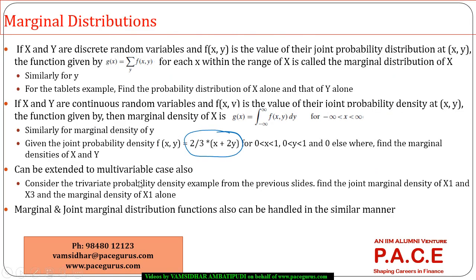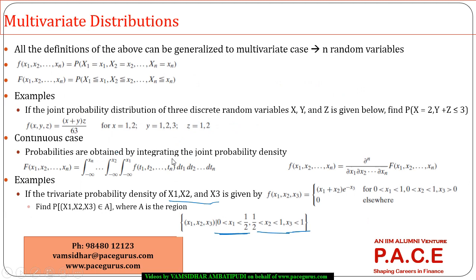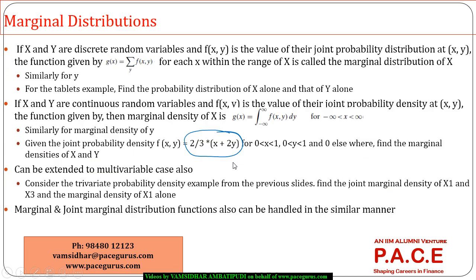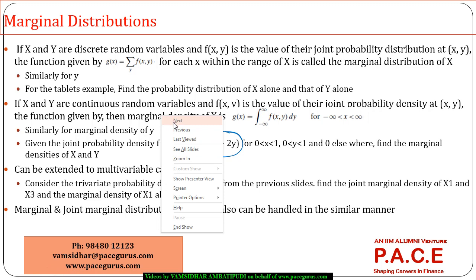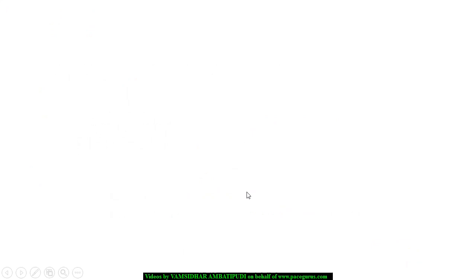So you can extend the same. Instead of a two variable case, you can very well extend it to the multivariable case also. Right? So you have looked at the earlier example of the trivariate probability density. If I really want to relook at this example again, wherein I want to find the joint marginal density of x1 and x3, and from there the marginal density of x1 alone, let's look at the example here.